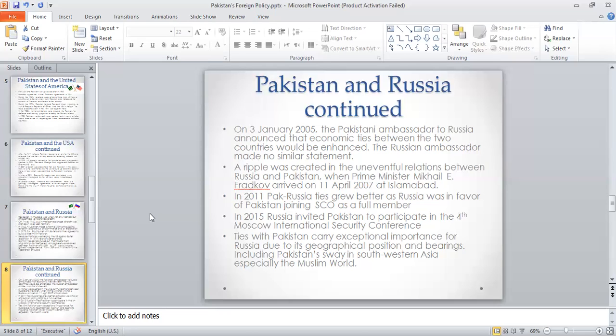Ties with Pakistan carry exceptional importance for Russia due to its geographical position and bearings, including Pakistan's sway in southwestern Asia, especially the Muslim world. Talks were held by the Federal Drug Control Service of Russia for developing an alliance with Pakistan to combat drug trafficking and terrorism. Pakistan has the opportunity of becoming a significant ally because of its profound experience in the war on terror and enhanced handling post-NATO Afghanistan.